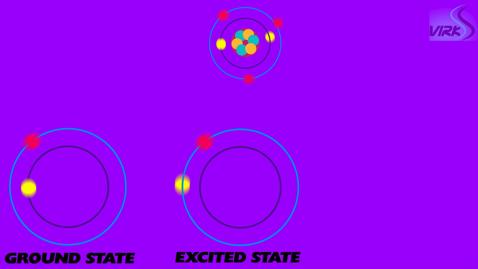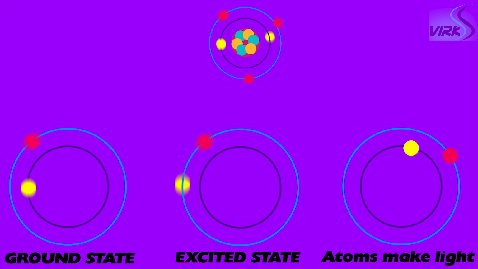However, an excited atom is unstable and quickly tries to get back to its stable ground state. The electron immediately falls back to the lower level, emitting its extra energy in the form of an electromagnetic energy packet called a photon.